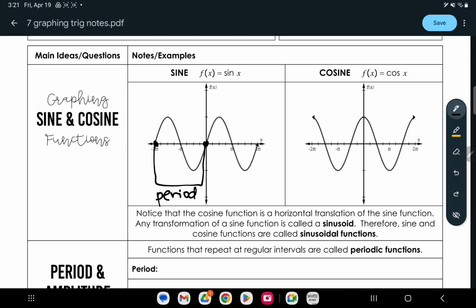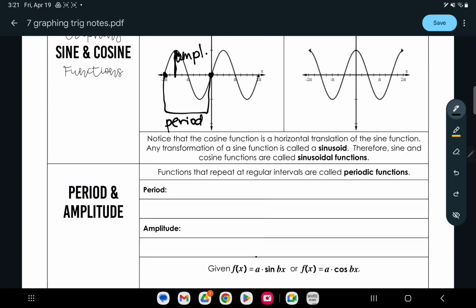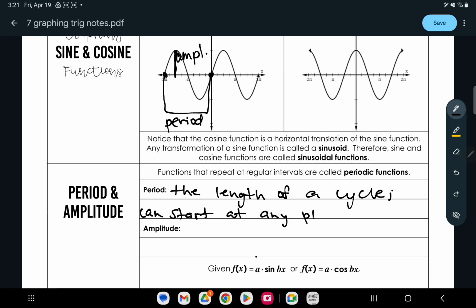And then the only other thing we have is called an amplitude, and that is just the height here. Amplitude. Okay? So period is the length of a cycle. And you can start at any point. It doesn't have to start where I started it. Like if you wanted to start it here, go down, up, go here, down, up. And it's going to be the same length no matter where you do it.